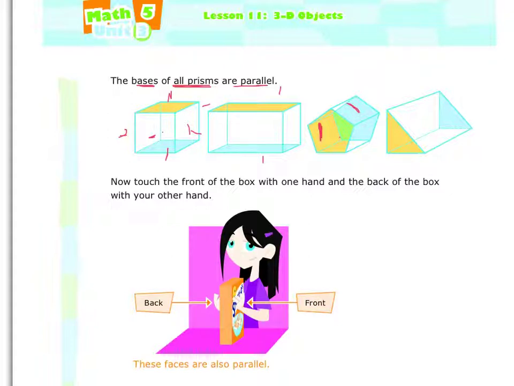In fact, none of the sides on this shape are parallel. But the bases, the front and the back, are always parallel. Here, same thing. Front and back are parallel, but none of the others are.